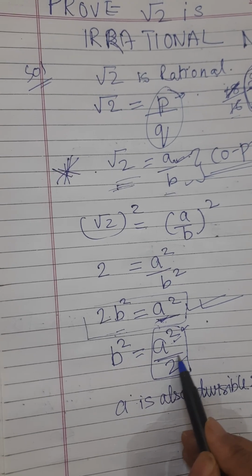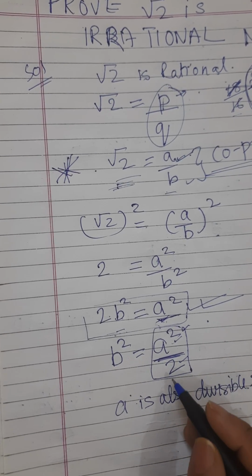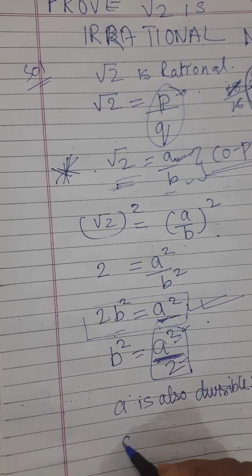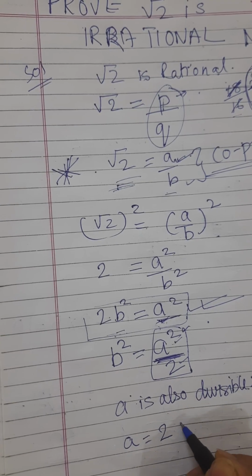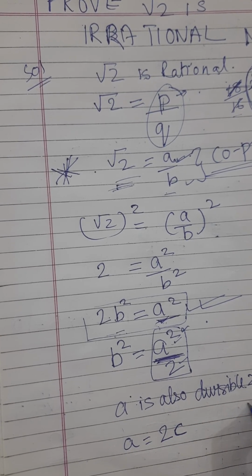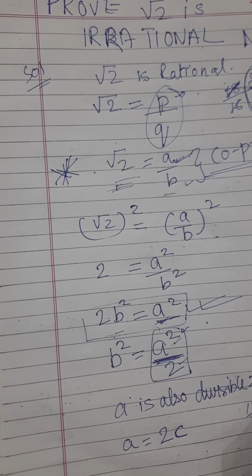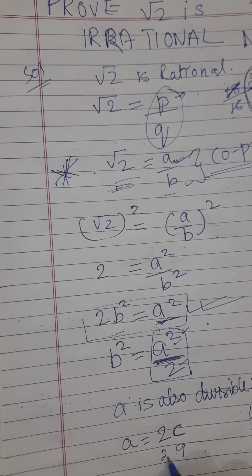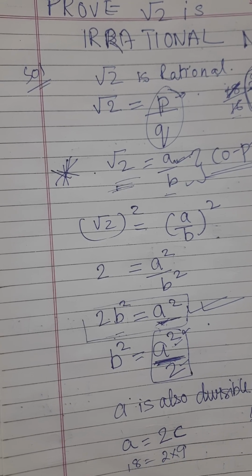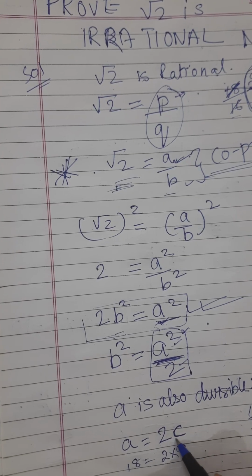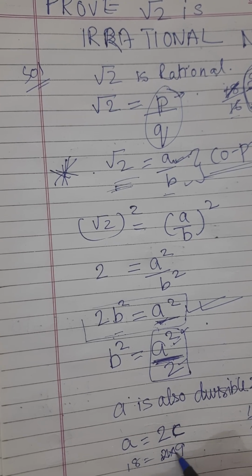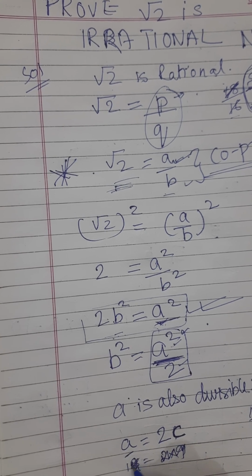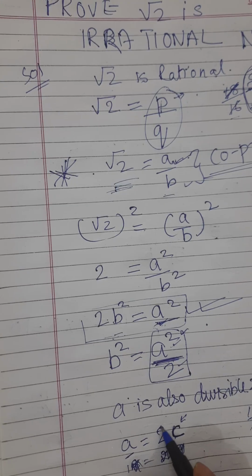So now what does this mean? Since a has a factor 2, let's say a is equal to 2c. Okay, so let's say 18 by 2, what is that? 9. So now my c becomes 9, this is 2 and my a is 18. So you get that? We don't know what this c is, right? But there is some number c which when multiplied by 2 gives you a.